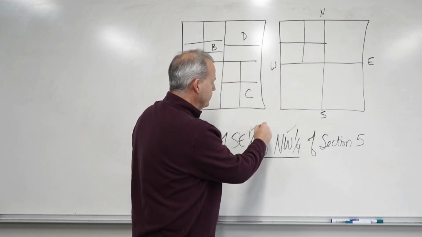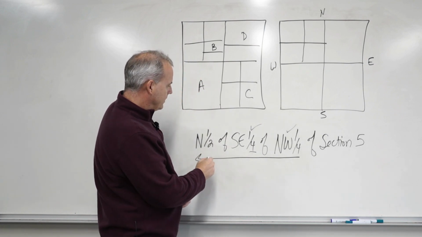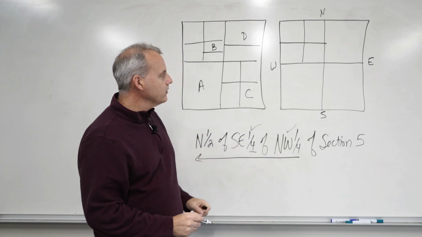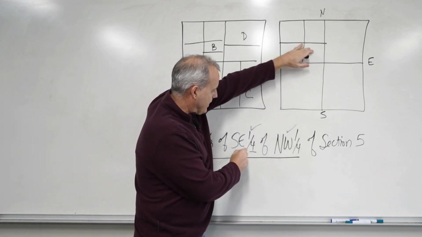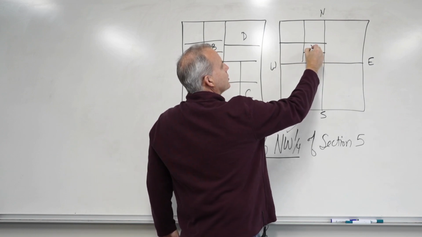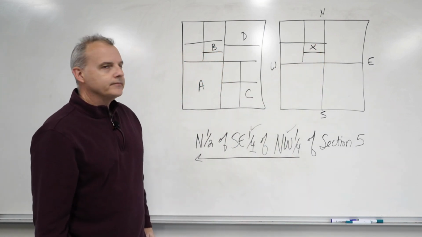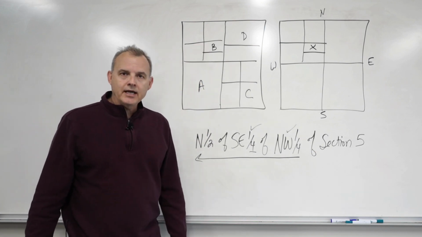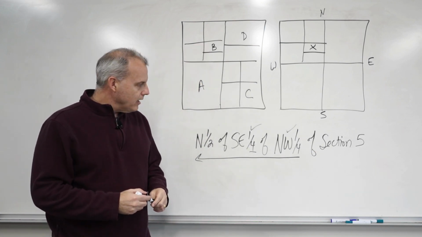So we've got number 2. And then the third and final one is the north half of the southeast quarter of the northwest quarter. So here is our southeast quarter. We have to find the northern half, and so the correct location is right there, meaning B is the correct answer to our sample problem.